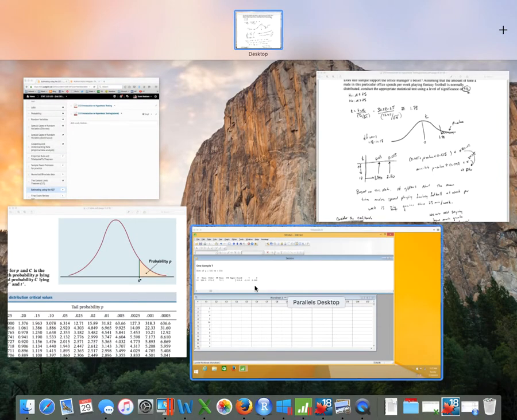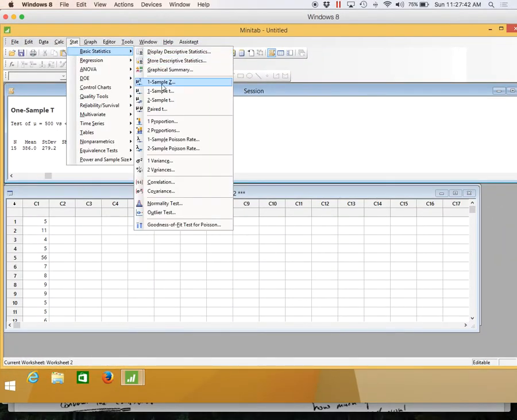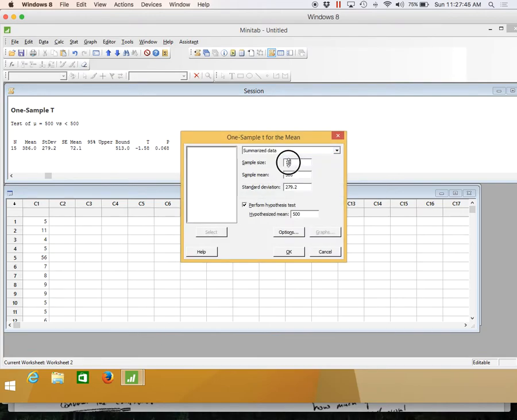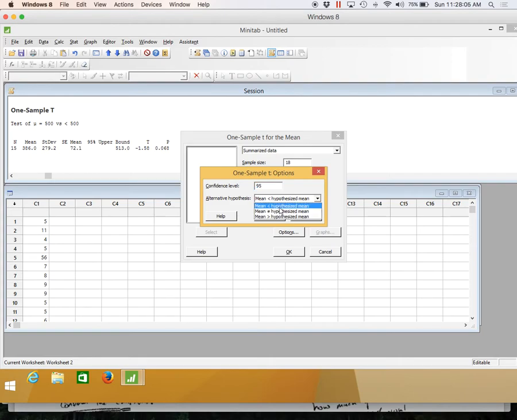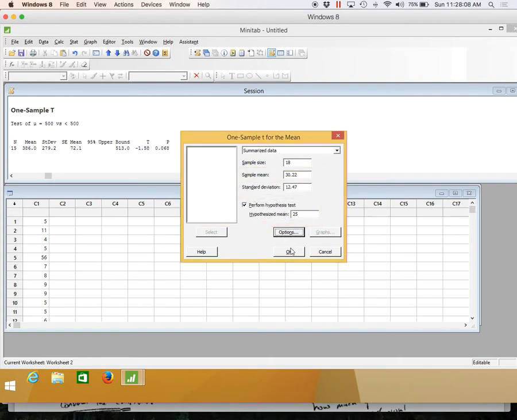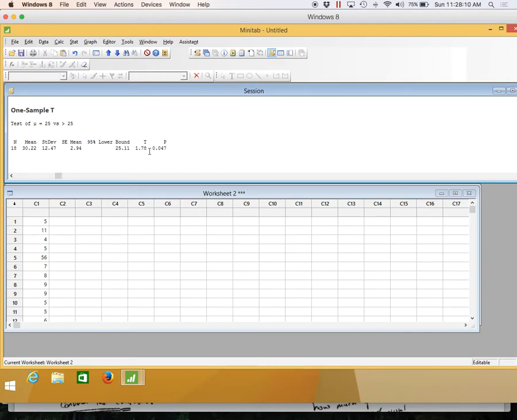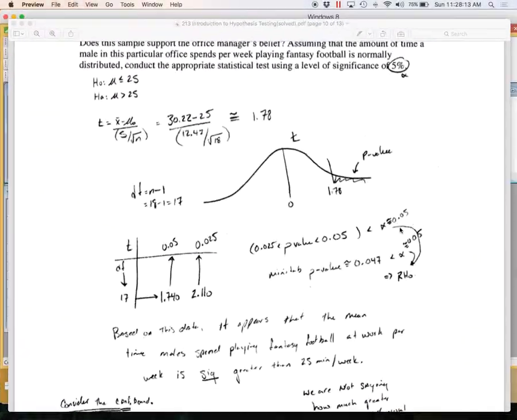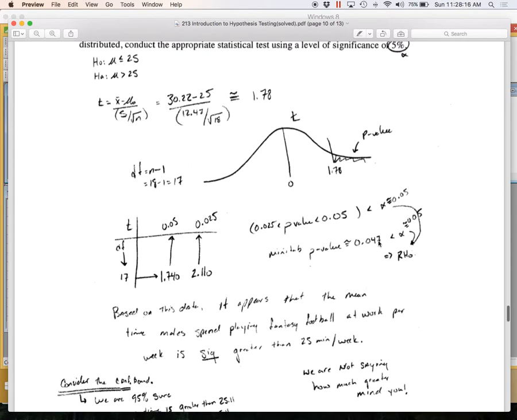Let's just see quickly, Minitab. Stat, basic stats, one sample t. In this case, we've got sample size is 18. Sample mean is 30.22. Standard deviation is 12.47. We're going to perform a hypothesis test, and the hypothesis is that it is greater than 25. Okay, so here you can see what the p-value actually is, 0.04. Okay, so 4.7%, which is smaller than 5.